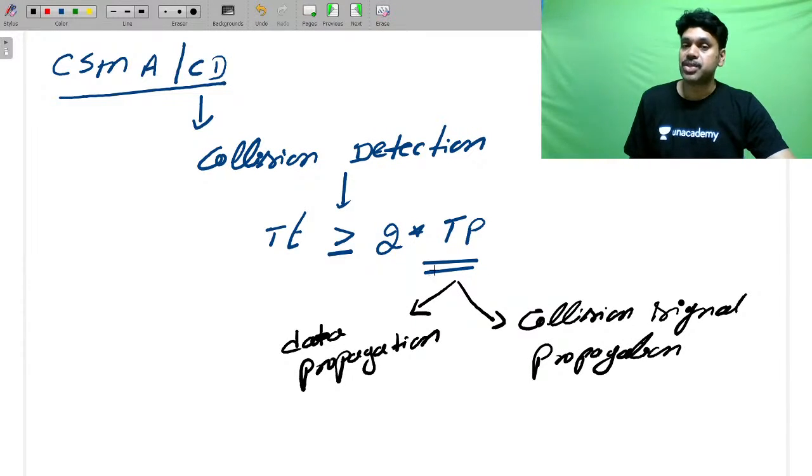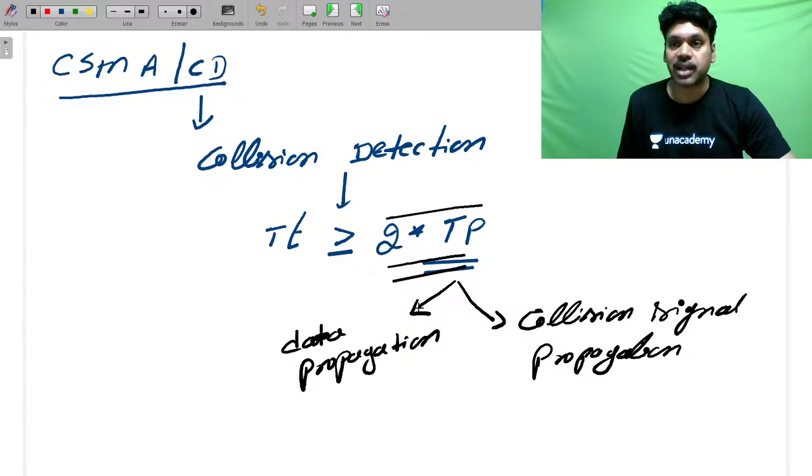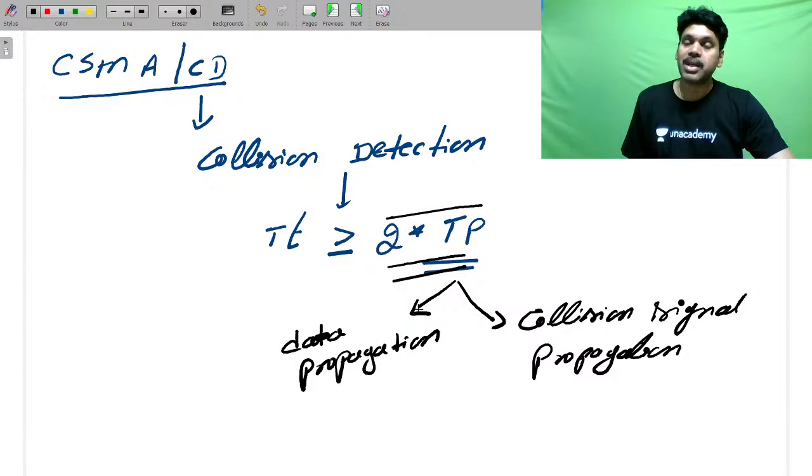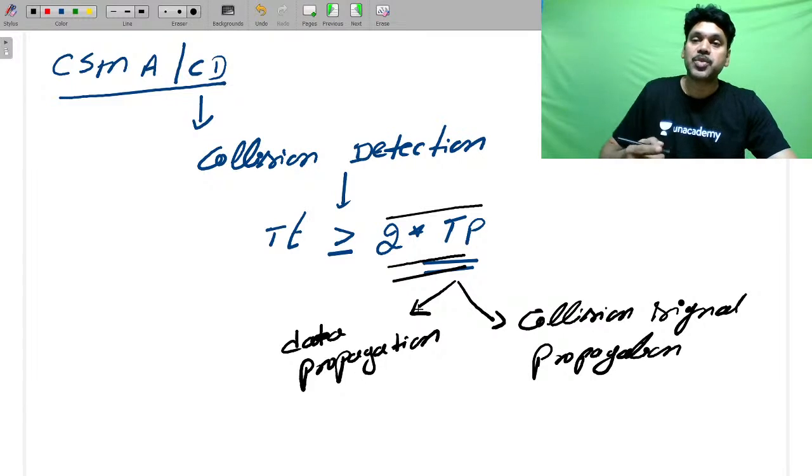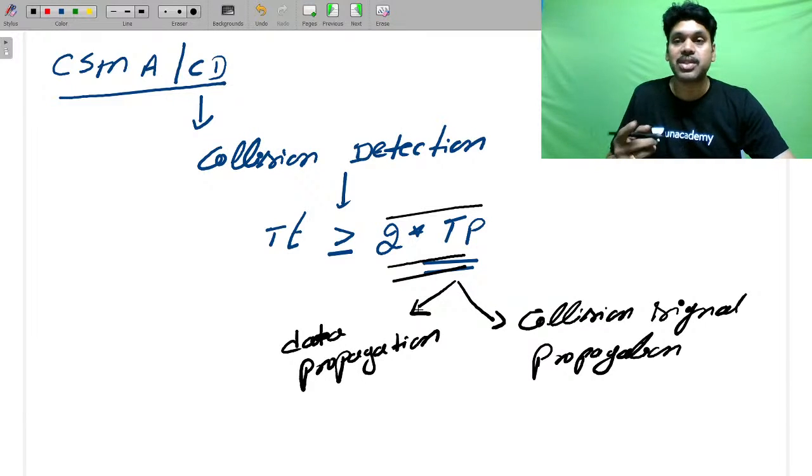If there are no collisions during this 2 into TP time, then the node is happy that the transmission is a success. If a collision signal has come during this 2 into TP time, then the node will understand that our data frame was lost during the last transmission because of collision. So the node has to retransmit the same frame once again because it is already garbled or lost.